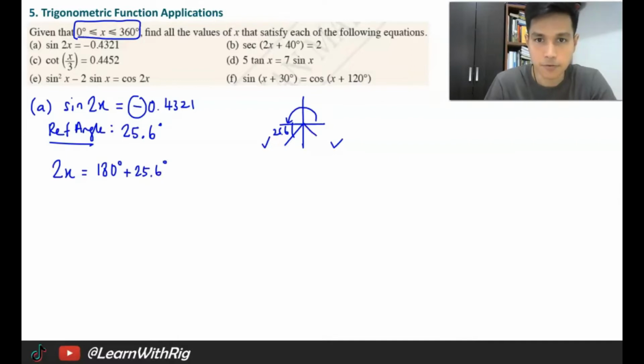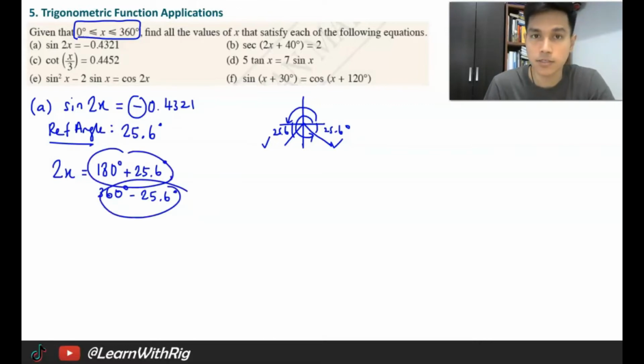The second angle is in the fourth quadrant. So if here is 25.6, to find the angle, you have to take 0 all the way to here, right? So that means 360 minus 25.6. Okay, so these are the two angles, but this one is tricky. Why? The reason why this question is tricky is because it is 2x. If you stop here, that means if you just calculate these two values and leave that as your answer, it is wrong. Not to say wrong, it's not complete.